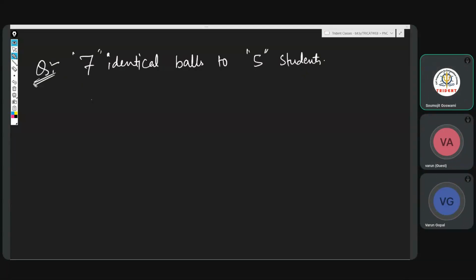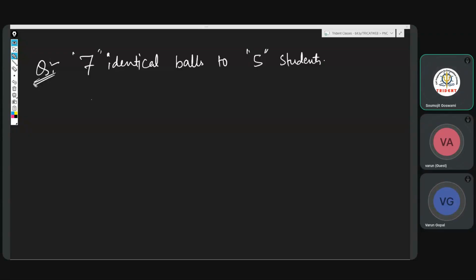Just a quick revision because we did this yesterday. It's 12 factorial by 7 factorial into 5 factorial, 7 plus 5, 12. I'm getting multiple answers now. Sum of 7 plus 5? Yes, that is exactly what you have to become careful of.